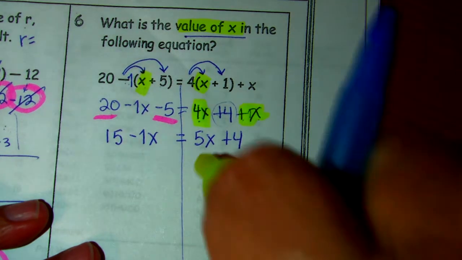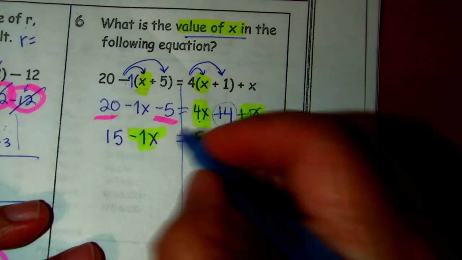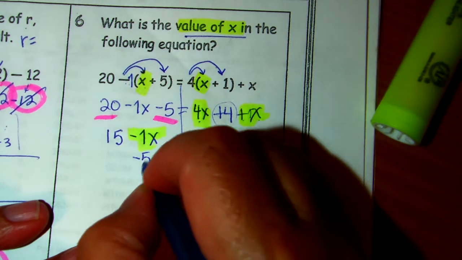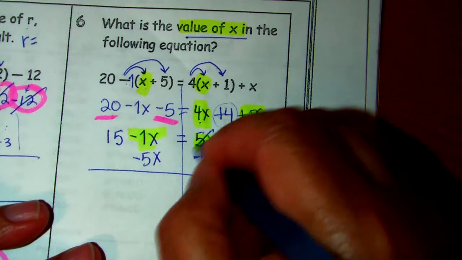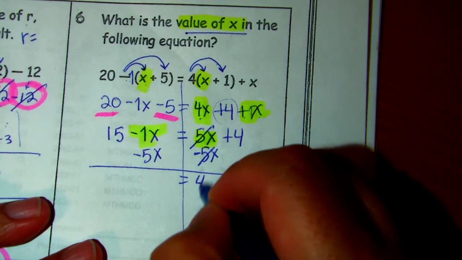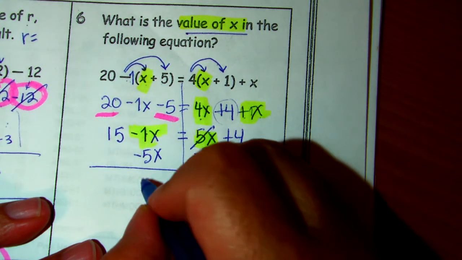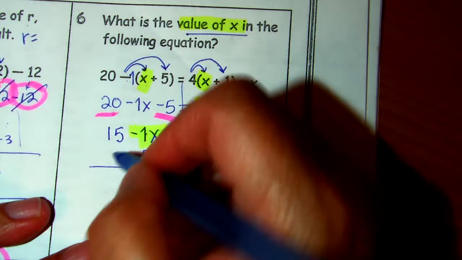Okay, remember we're solving for x. Next, letters to the left, letters to the left, numbers to the right. So I'm gonna subtract the 5x, subtract the 5x. These two get canceled. I'm gonna bring down the 4. -1 plus -5x gives me -6x, and bring down the 15.